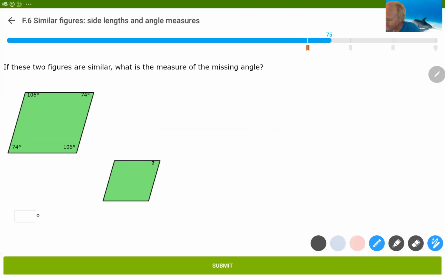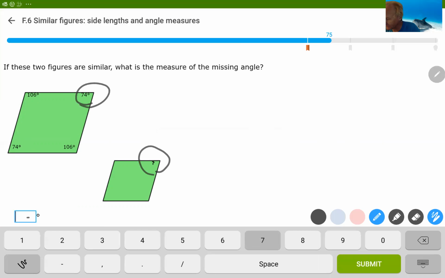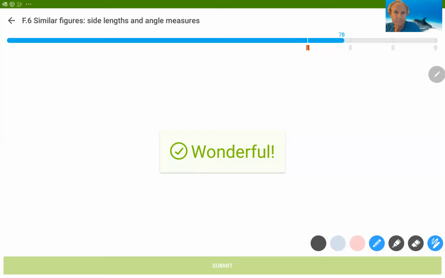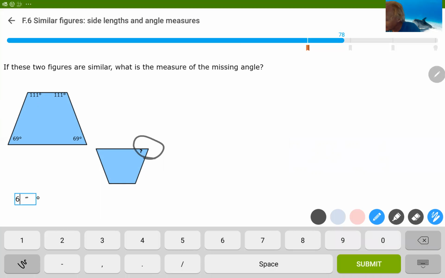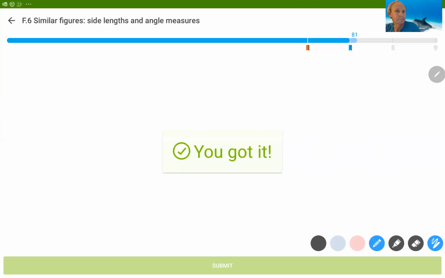This one is an acute angle. And the only acute angles in these figures, these, by the way, are parallelograms, and they have equal opposite angles. And of course, that has to be 74 since that's the acute angle. This one is also an acute angle, so it's 69. Faster here.